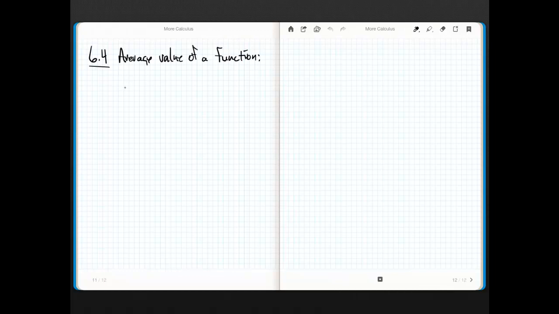Chapter 6 is crazy because half of it is really hard and the other half is just, oh, this is the easiest thing I've ever done. By the time you're done with this video, hopefully you'll have an understanding of what the average value of a function is. We'll also throw an example in there for you.